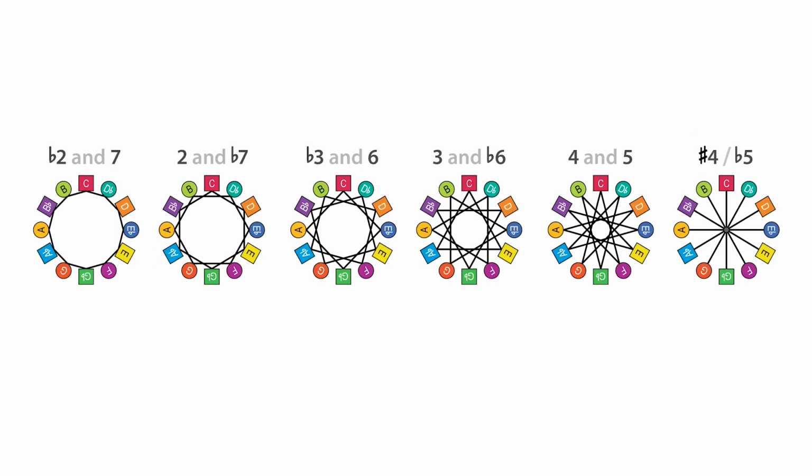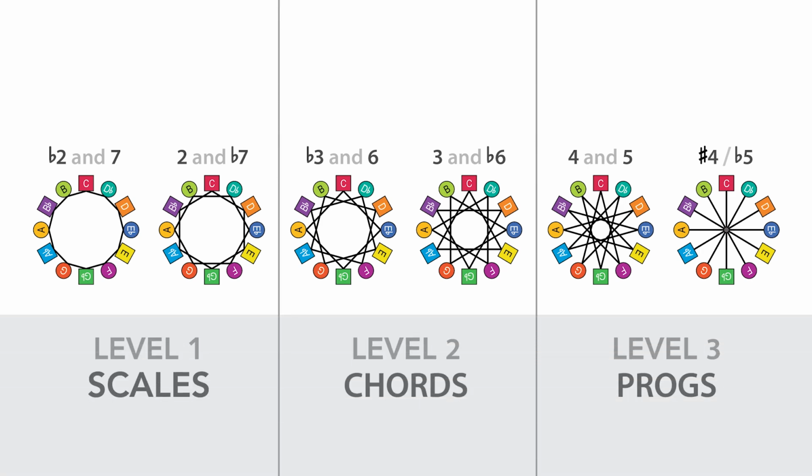Together, these 6 symmetries form the essential framework of music, and this geometry is where the 3 levels of music theory come in, where specifically these patterns, the seconds and sevenths, are used in level 1, scales. These patterns of thirds and sixths are used in level 2, chords, and these patterns of fourths and fifths are used in level 3, progressions.